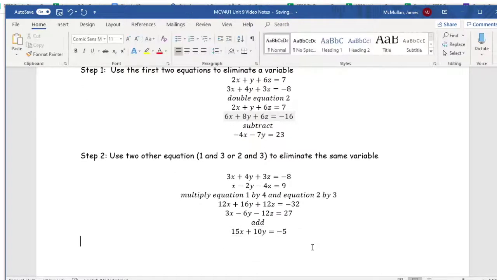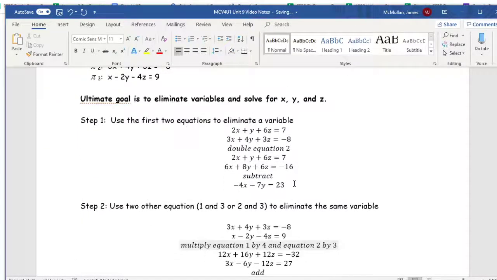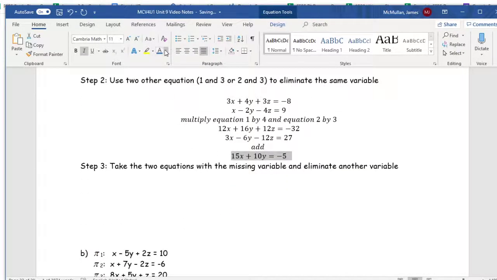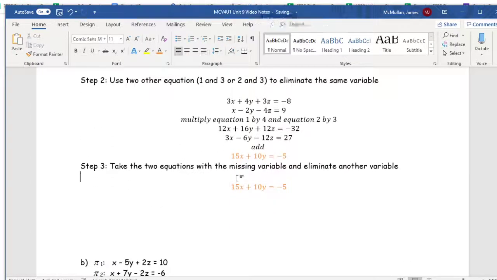Okay. Step 3. Take the two equations with the missing variable and eliminate another variable. So I created this one, which I'll put in blue, and this one, which I'll put in orange. So copy orange, copy blue. Okay, now these two, again, they have an x and they have a y. There's no z, so let's use them to eliminate again.